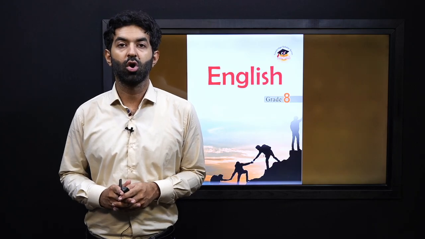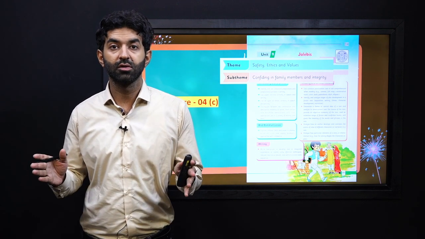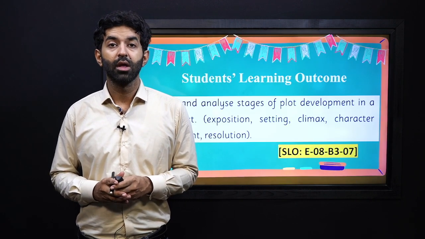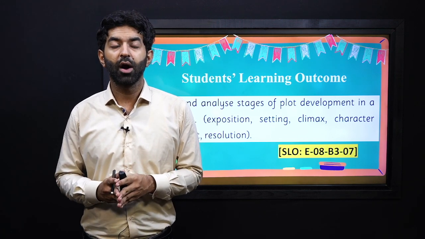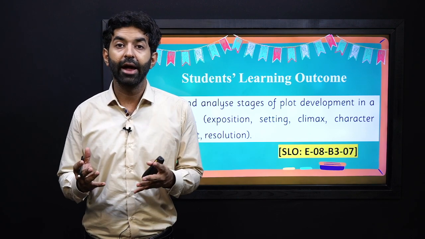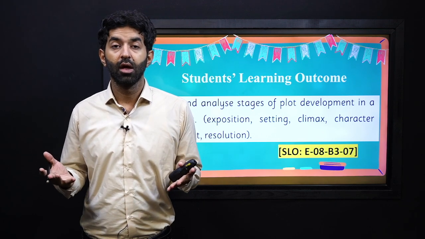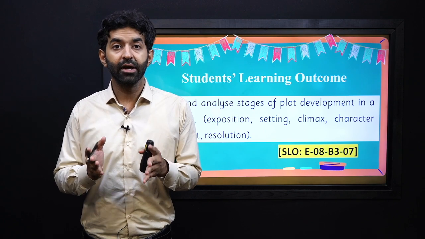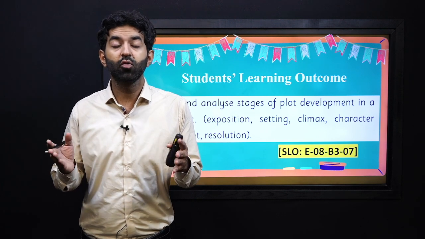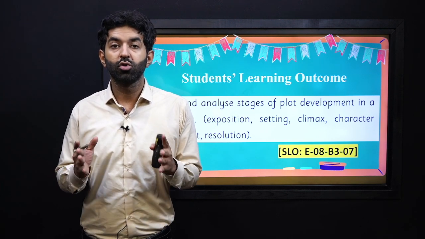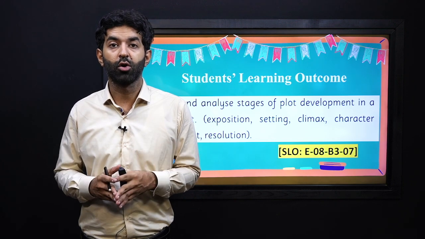Students, today we will talk about plot development, and for plot we have different stages. Let's read our learning outcome today. I hope, students, that with the previous lessons you are clear about the difference between a story and a plot. A story is basically a series of events, but when we are organizing it from start to finish in a very organized way, we call it plot. So today we will learn what these different stages are that we find in the plot of a story.